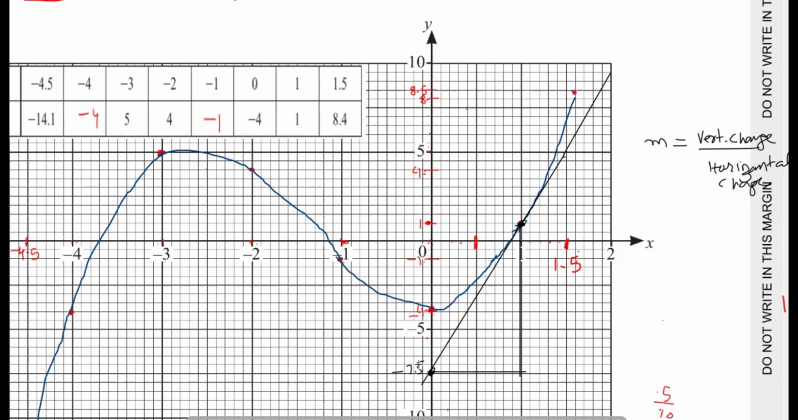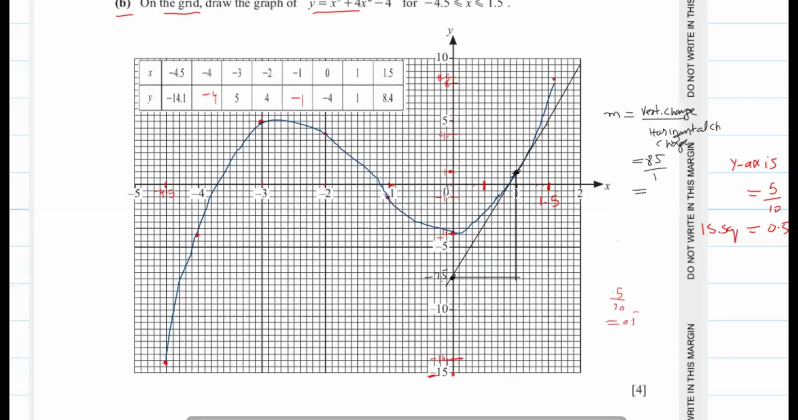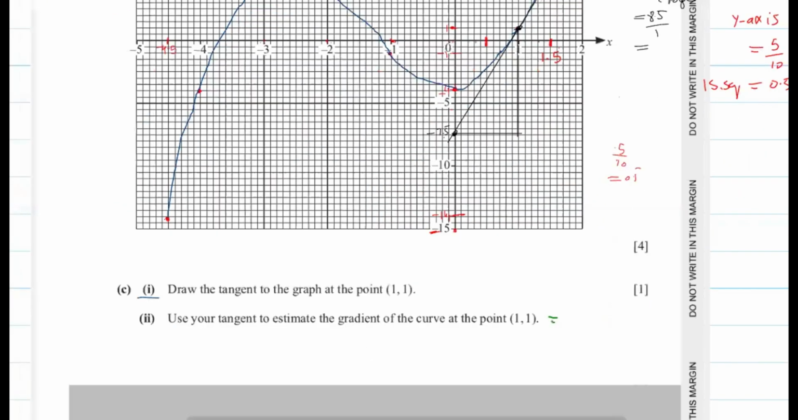This vertical change is from -7.5 to 1. This will be equal to 8.5. We write 8.5 as the vertical change divided by the horizontal change. Look here, this is 1 unit, and therefore the gradient of this tangent will be equal to 8.5 divided by 1, and this will be equal to 8.5. The line is rising from left to right, therefore this gradient will be positive, and this is the answer.